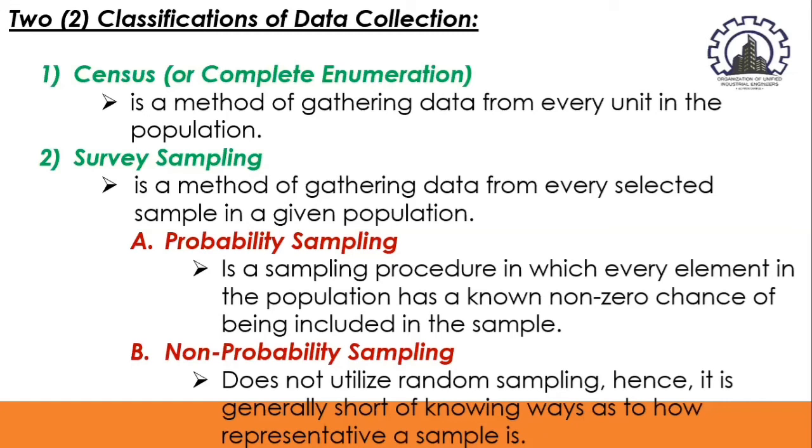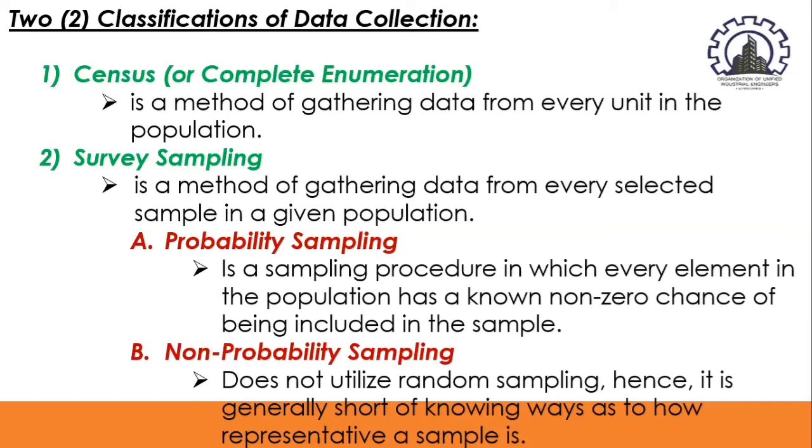On the other hand, survey sampling is a method of gathering data from every selected sample in a given population. And in most cases, many researchers utilize survey sampling because it reduces cost.